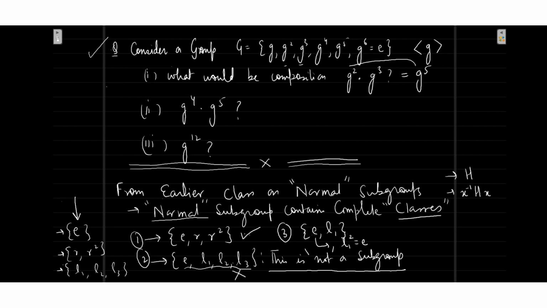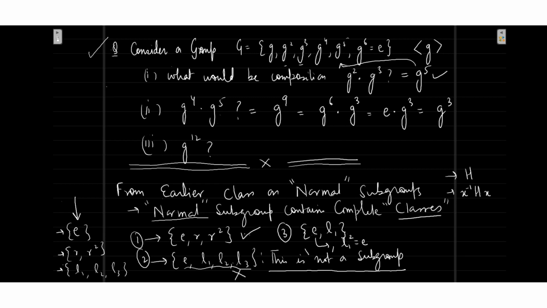Yes, sir, it is a member of the group. So it is fine. Now, what about the composition G4 dot G5? What will be the result? G raised to power 9. Now, is that there in this group? No, sir. But we can write it as G raised to power 6 times G raised to power 3, where G raised to power 6 is what? The identity, E. So it is equal to G cube. Is G cube there? Yes, sir.